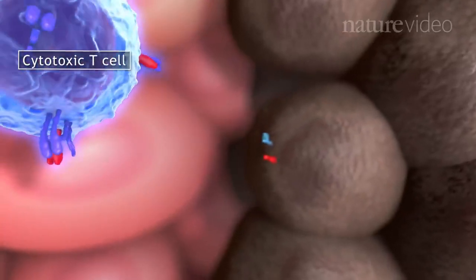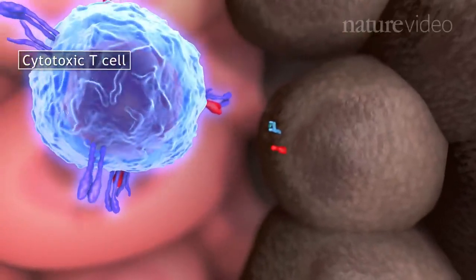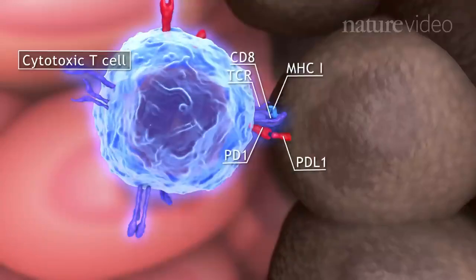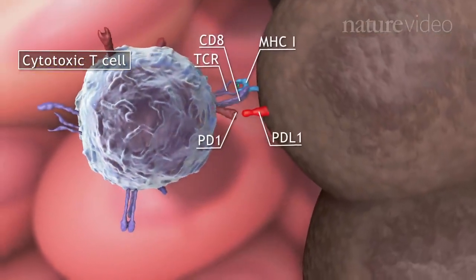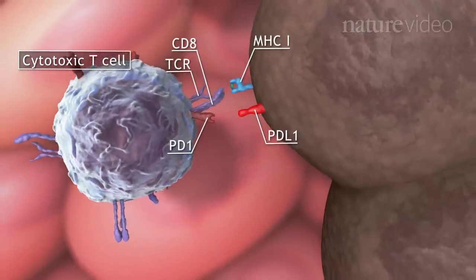Some tumor cells actively suppress T cells by expressing inhibitory molecules such as PD-L1. PD-L1 binds to the PD-1 receptor on T cells and deactivates them. This is an immune checkpoint.